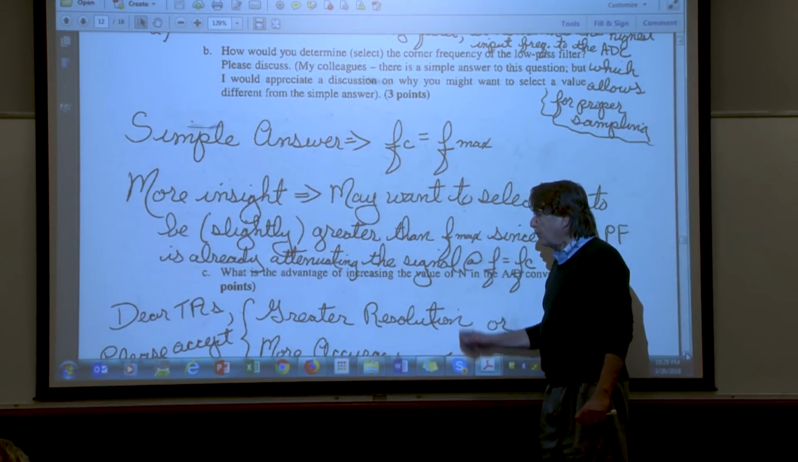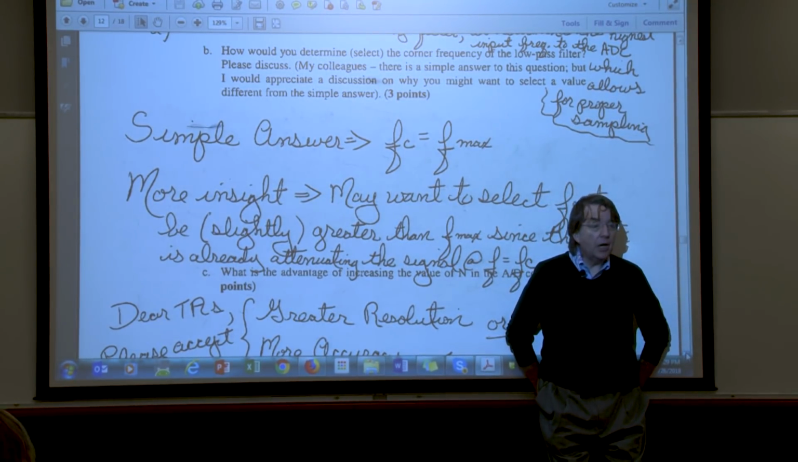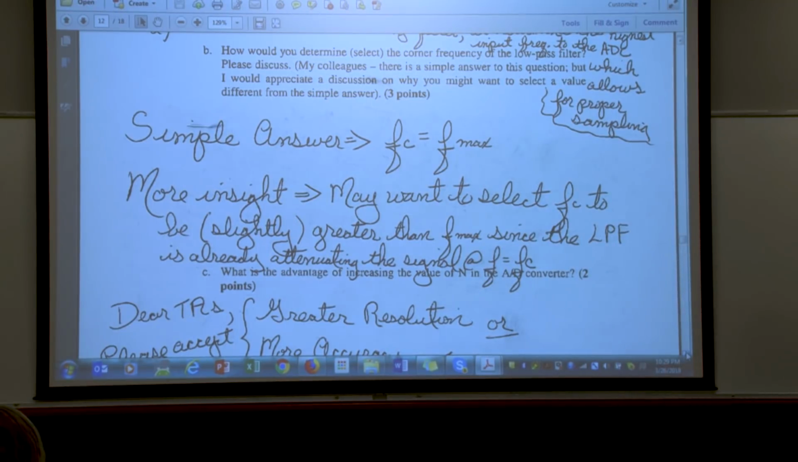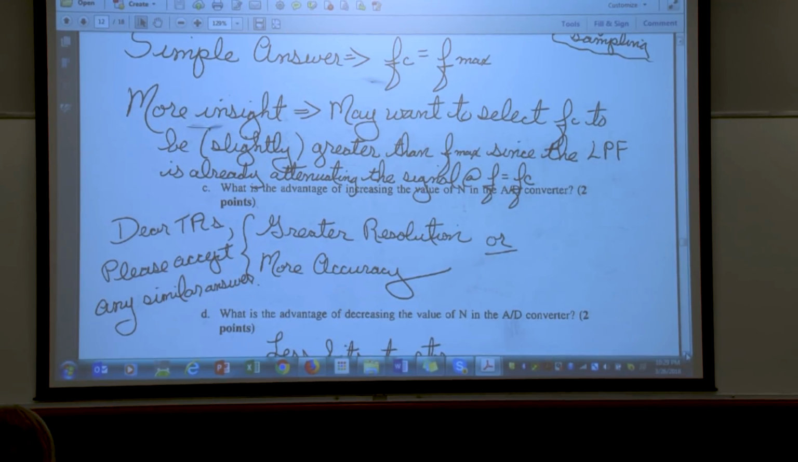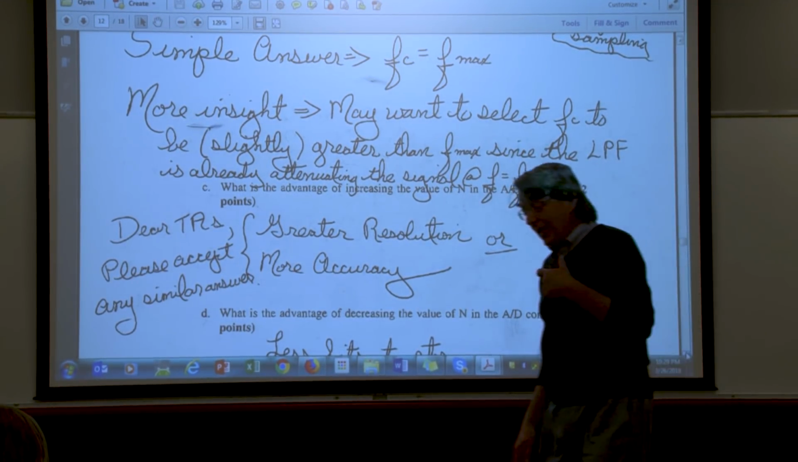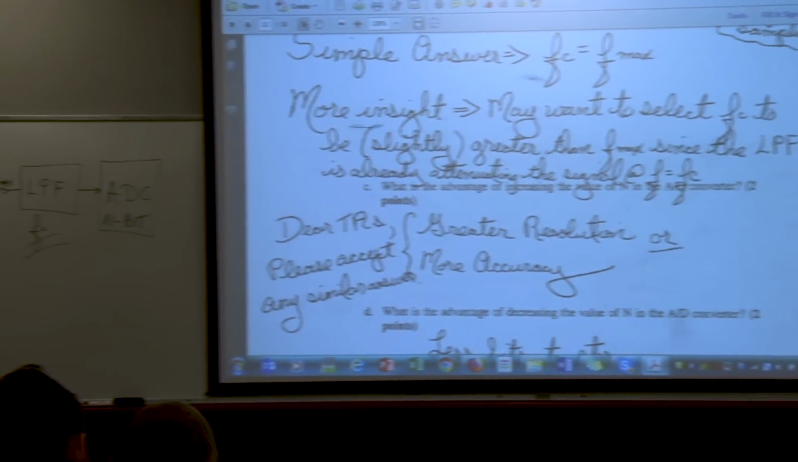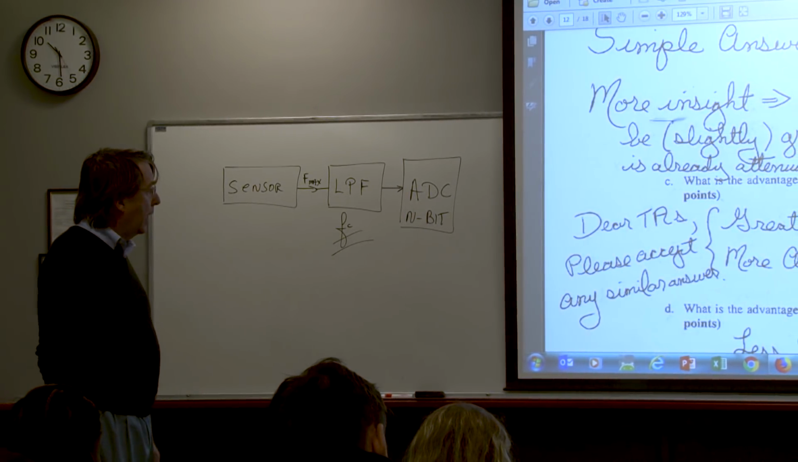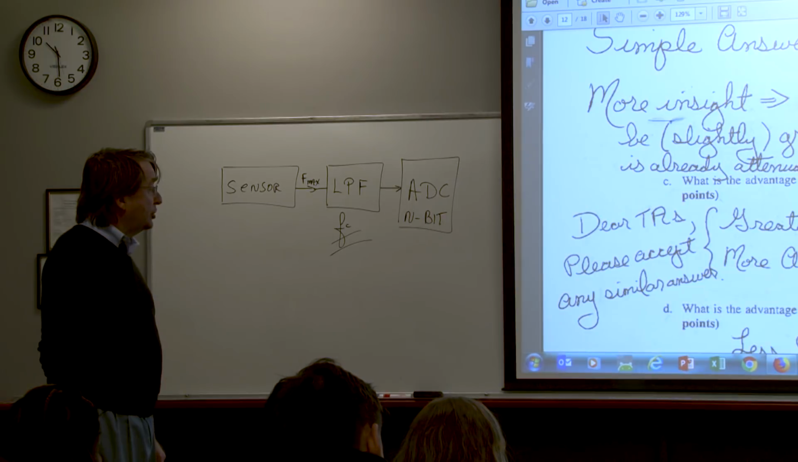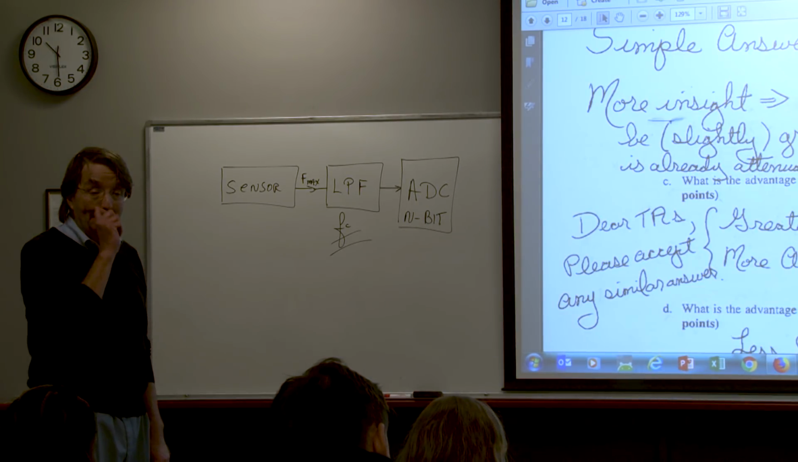What's the advantage of increasing n? More bits per sample. A number of different ways of saying it. There's less resolution error. I should say greater resolution. I didn't say it very clearly. I get less error if I have more bits. I get more accuracy, greater resolution. And what's the advantage of decreasing n? Less bits to store.